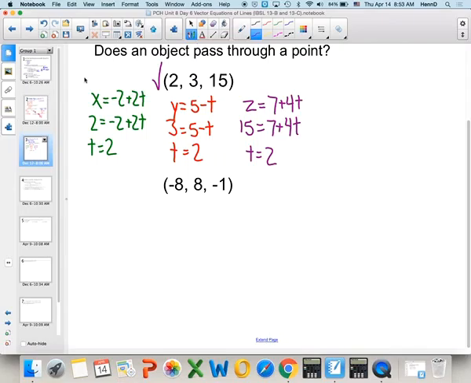All right. You see the parametric equations here. Try this again for the point -8, 8, and -1. Okay? -8, 8, -1. Do we actually pass through this point? It's the same vector equations. So here you have your parametric equations.